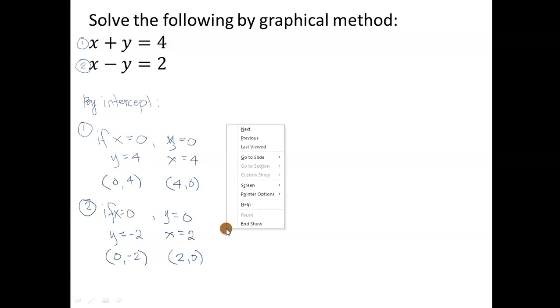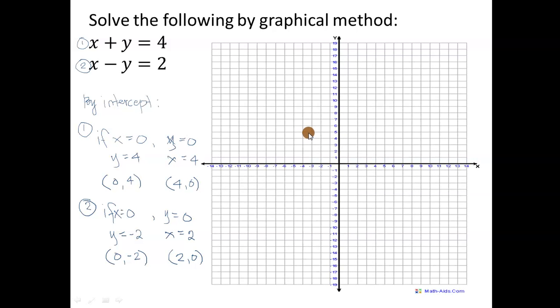To plot that point, okay, by using a graphing paper. So again, 0 and 4, 4 and 0. Ito yon. This is 0 and 4. This is 4 and 0. Then you draw a line connecting those 2 points. And then this one, 0, negative 2, 2 and 0. You plot those points. So you have there those 2 points. This one here is 0, negative 2. And this one here is 2 and 0. Then draw a line that will connect those 2 points.